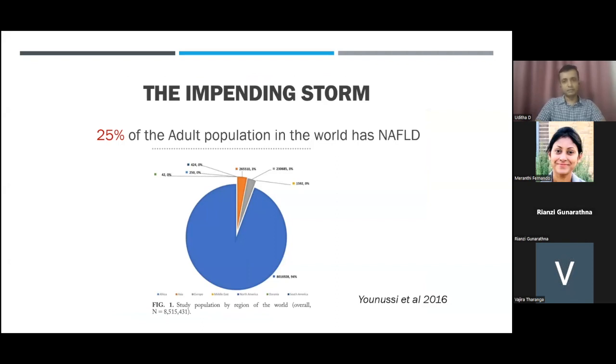This analysis was mainly in North American and European patients, but still 25% of the adult population in the world is postulated to be considered to have non-alcoholic fatty liver disease.